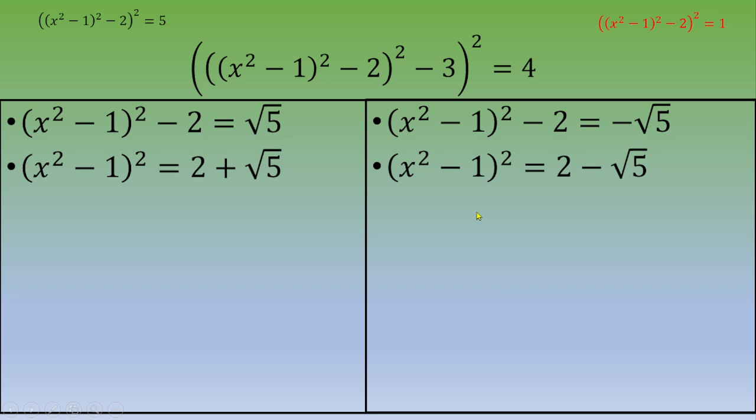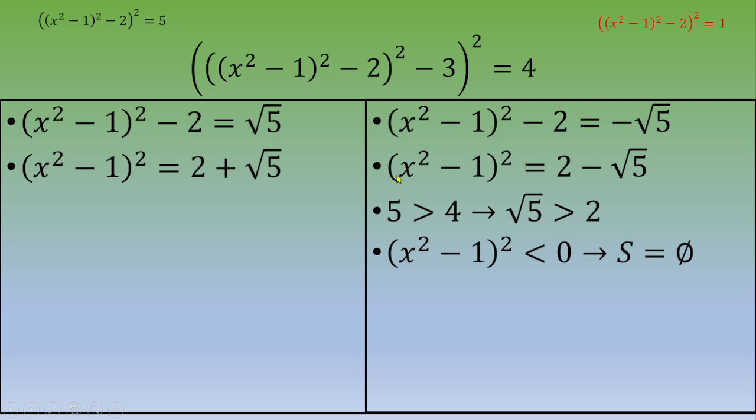So 5 is greater than 4. So square root of 5 is greater than square root of 4, which is 2. So that means this quantity, 2 minus square root of 5, which equals x squared minus 1 squared, is a negative number. And remember, we are going to focus on real solutions. So with this quantity, we end up with no solution. So we can just ignore that. We are going to continue with the other one.